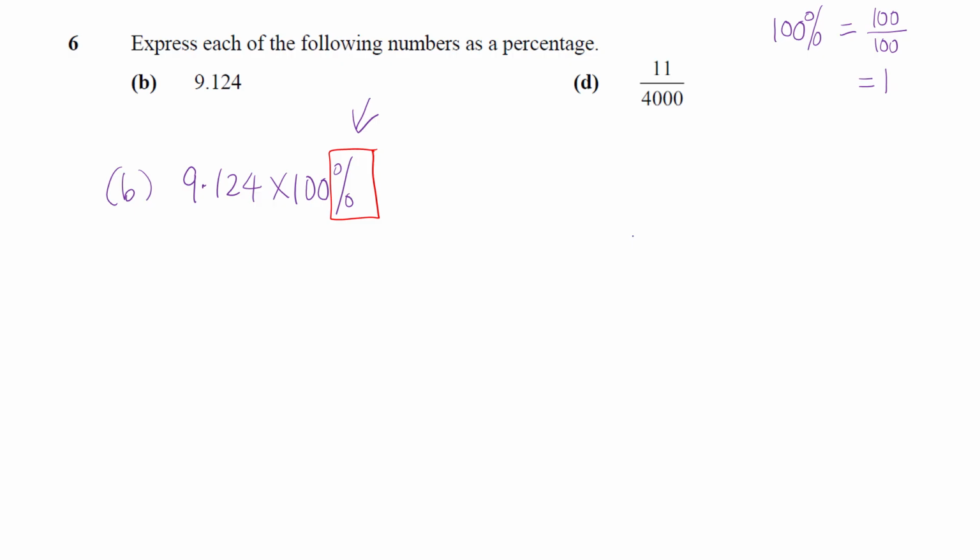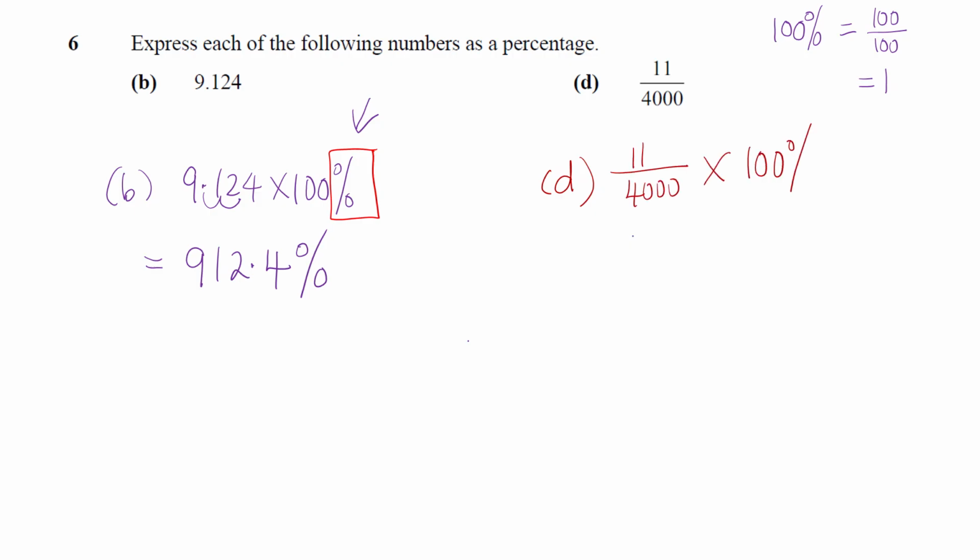So let's shift the decimal place to the right. So 1, 2, that gives us 912.4%. Okay, let's look at D. Right, so you can just cancel off the 2 zeros. So there will be 11 over 40%.